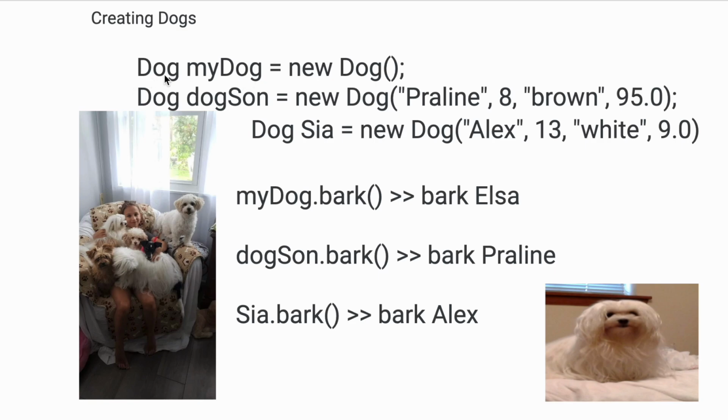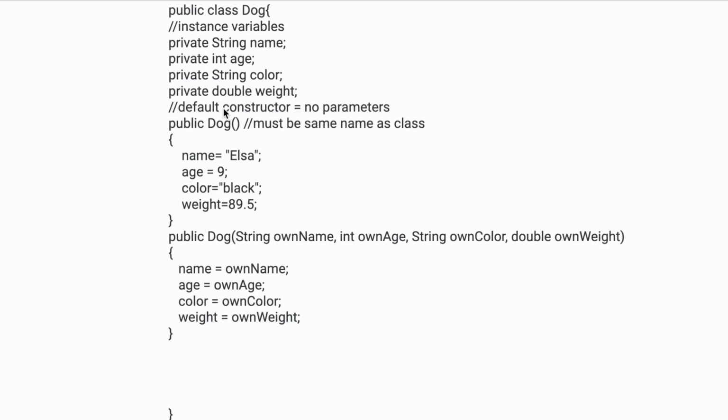Okay, and then we're going to create a dog. So we're going to first say what type of object we're making, which is a dog. Then we're going to give it a name, my dog, and then it's a new dog. And when I call new dog here, with nothing in those parentheses, it's automatically going to make what I had in my default constructor. It's going to make a dog named Elsa who is age 9, is black, and weighs 89.5 pounds.